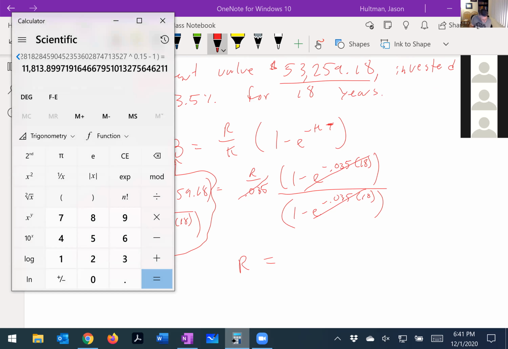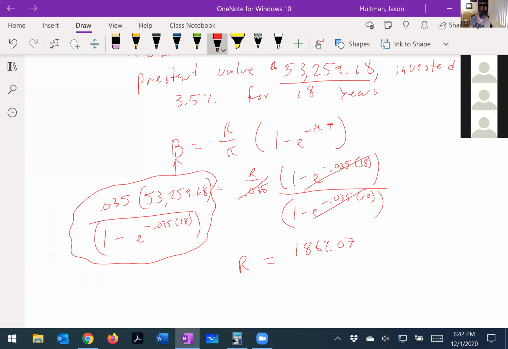So 0.035 times 53,219.8 or 259.18 is 1864.07. Okay, nice. Okay, so divide that by 1 minus e.